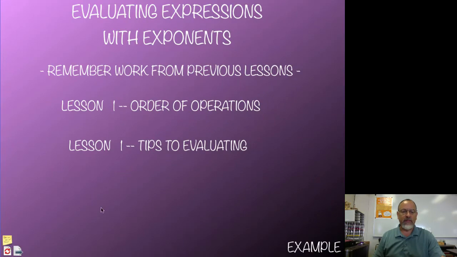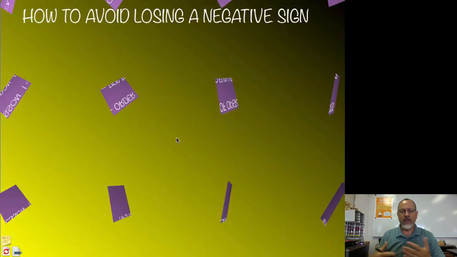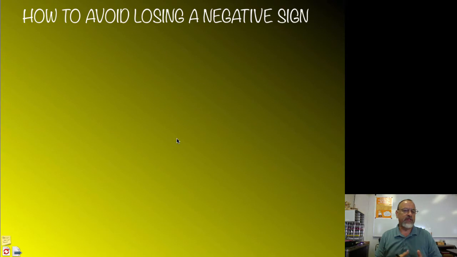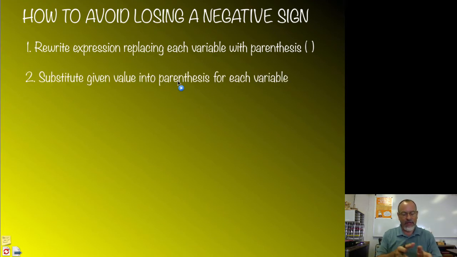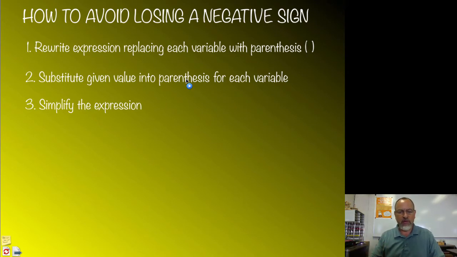The second thing that we talked about were some tips for evaluating, or some things that we don't want to do when we're evaluating. We talked specifically about how to make sure that we don't lose a negative sign. And remember, we do that by rewriting the expression and replacing each variable in the expression with a parentheses. Then we go back and put in the value that they give us, and once we've done that, we simplify that expression using our order of operations. So it's a combining of those two lessons along with what we now know about exponents, and that's what we're going to do when we evaluate these expressions.